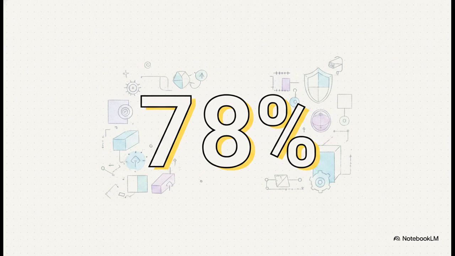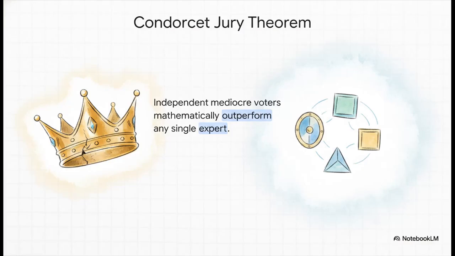Think about this number, 78%. This isn't just a random statistic, it's kind of mathematical magic. It goes all the way back to the Condorcet jury theorem, which is actually a concept about jury trials from the 1700s. It proves mathematically that if you have 3 independent detectors, and each is only 70% accurate on its own, when they vote together, their combined team accuracy jumps to 78%.